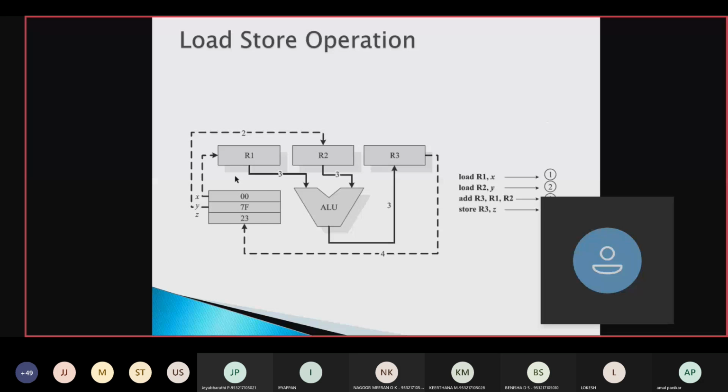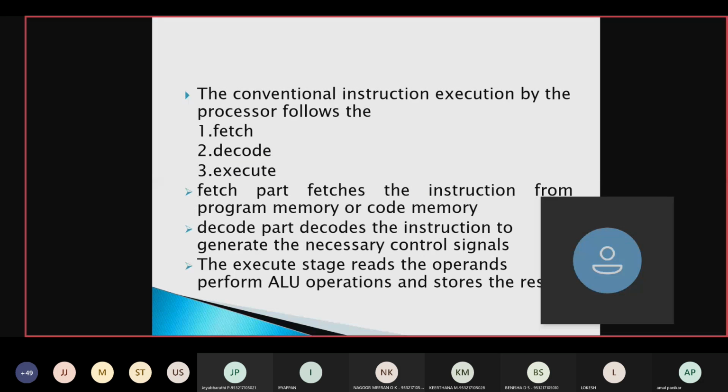So in the conventional instruction execution, let us take an example: MOV AX, BX. This is one of the instructions. What happens? It is going to be executed as follows. First, the instruction is going to be fetched from the memory. The instructions are stored in the memory, and we need to fetch that instruction.